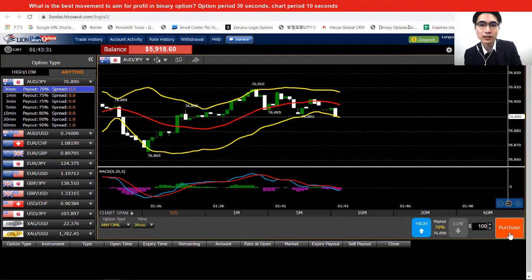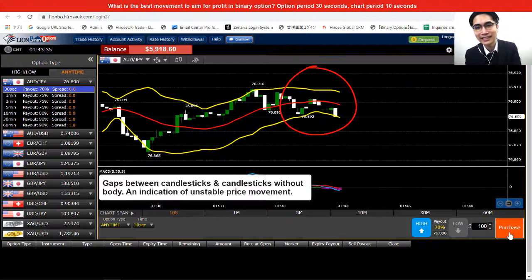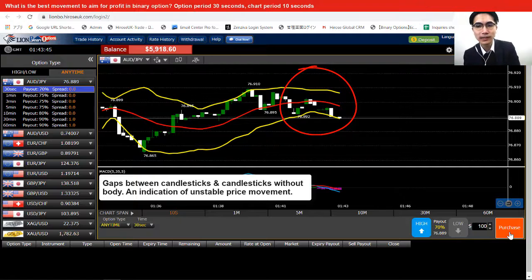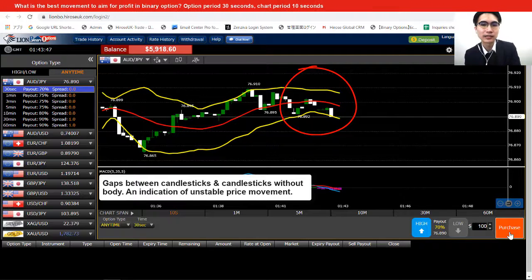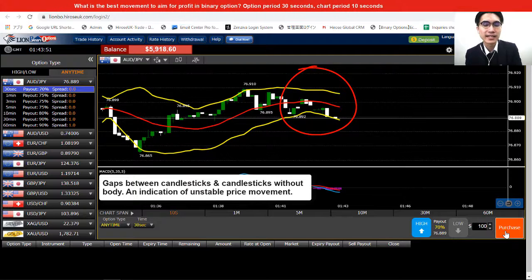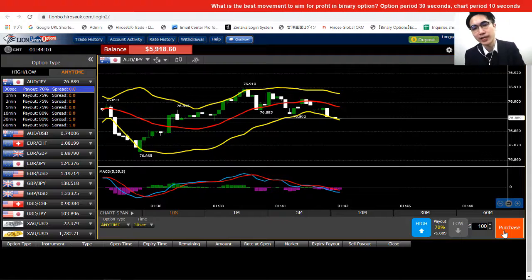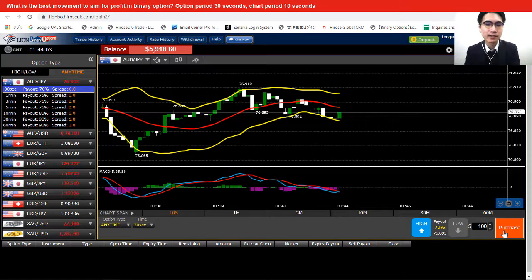Okay, take a look at the latest candlestick there. It has a gap, and the lines are coming up. The candlestick doesn't have a body. So this candlestick is actually not a stable price movement. I will place a trade here just to show you what happens if you trade in a market that is not stable.